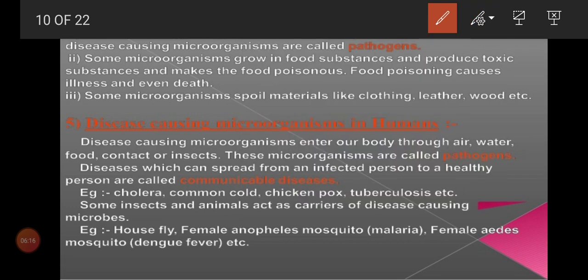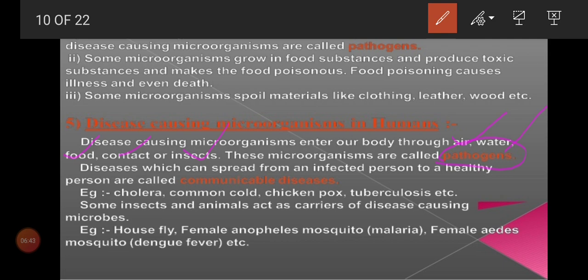So here we know the definition for pathogens. Okay, pathogens. So disease causing microorganisms enter. How are they entering into our body? We know it is omnipresent. So it can come from air, water, and food also, and when we are in contact with another person also we will get it, and when some of the insects bite, at that time also there is a chance of getting some disease.